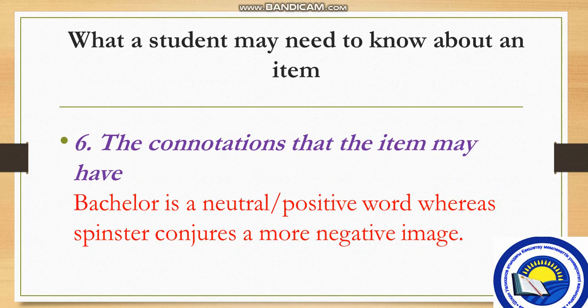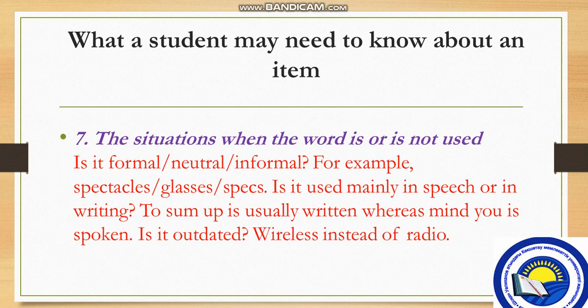The connotations that the item may have. Bachelor is a neutral positive word, whereas spinster conjures a more negative image. The situations when the word is or is not used. Is it formal, neutral, or informal? For example, spectacles, glasses, or specs. Is it used mainly in speech or in writing? To sum up is usually written, whereas mind you is spoken. Is it outdated, wireless instead of radio?